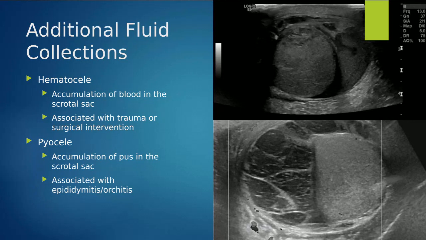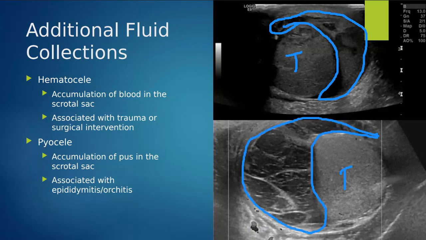And for both of these, this is the testicle, this is the testicle, and this is all of the blood accumulating. See how it's not perfectly anechoic? And same thing down here. This is all of the pus accumulating. You have some septations in there, echogenic debris in there. So both of them are not nice and pretty.